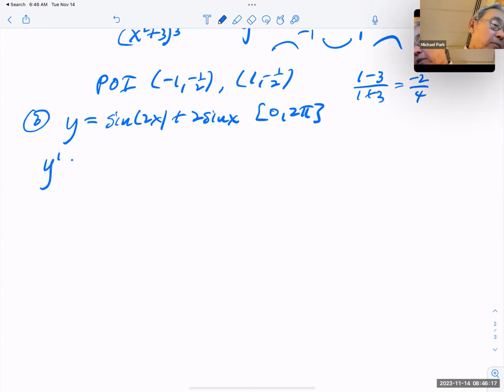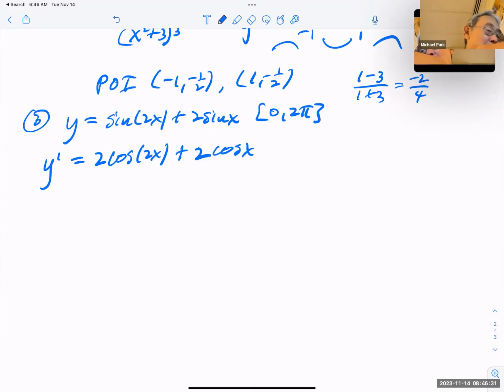So to find the critical points, we need to compute the derivative. The derivative of sine box is cosine box times the derivative of box, plus 2 times the derivative of sine x, which is cosine x. Okay, now somehow we need to make a number line. We don't even have to make a number line, but we've got to factor it. So take out a 2, and then you've got cosine 2x plus cosine x.